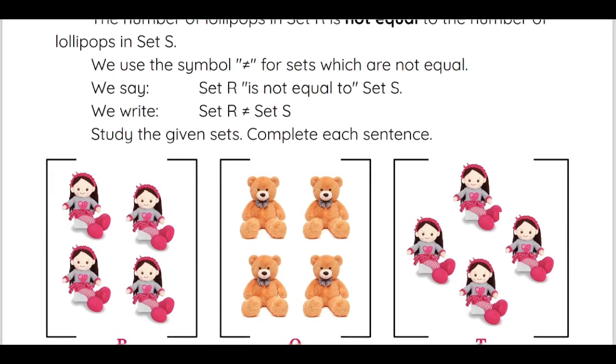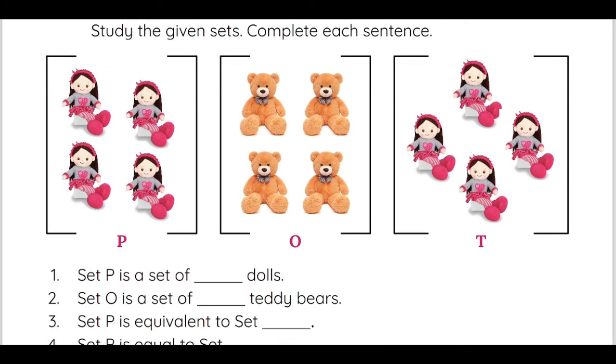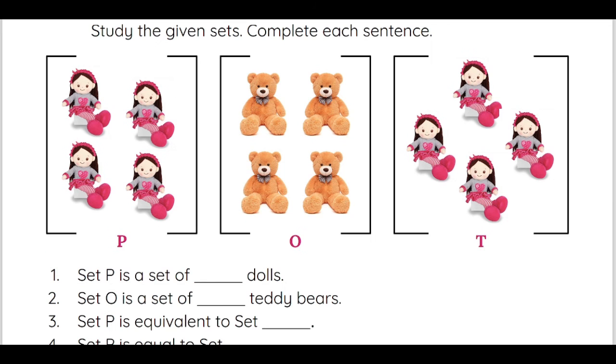Study the given sets. Complete each sentence. Set P, set O, and set T. Set P is a set of dolls. So, how many dolls are in there? Yes, there are 4 dolls in set P.